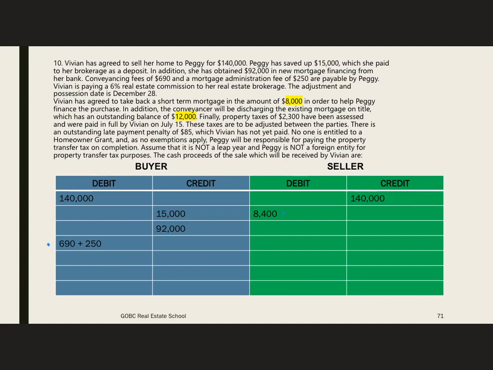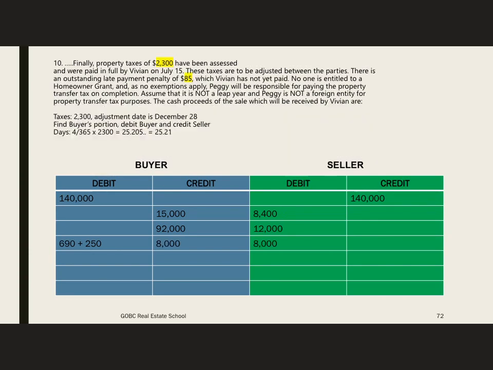And then it says, in addition, the conveyancer will be discharging the existing mortgage on title, which has an outstanding balance of $12,000. So for that one, that needs to go on the seller's debit side because that is left over from an existing mortgage that the seller had on that property. That is not being assumed by the buyer, so that doesn't show up on the buyer's statement. Okay, so there you go, the $8,000 for the vendor take-back mortgage and the $12,000 debit here for the seller for that other mortgage that was sitting on title.